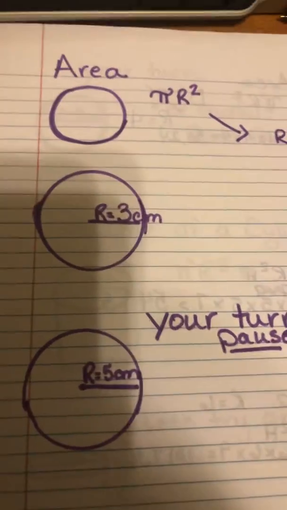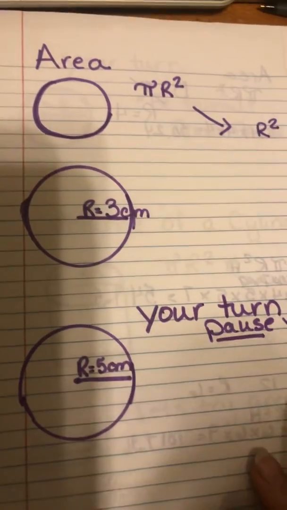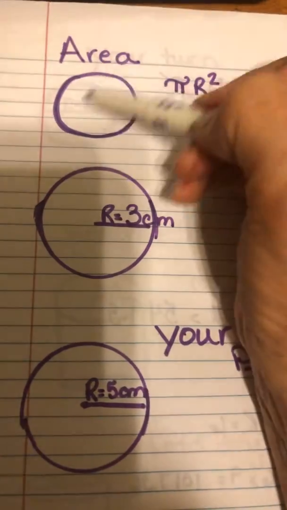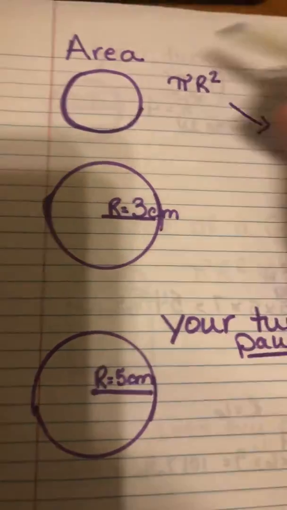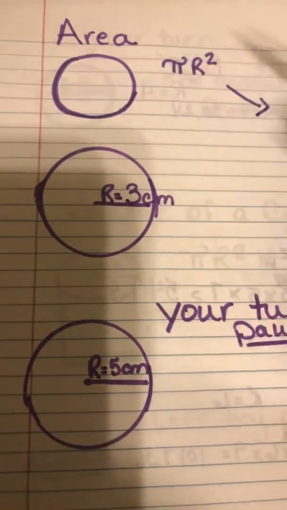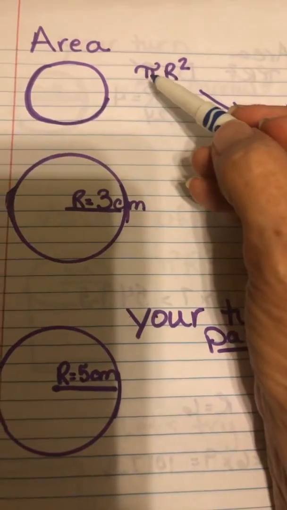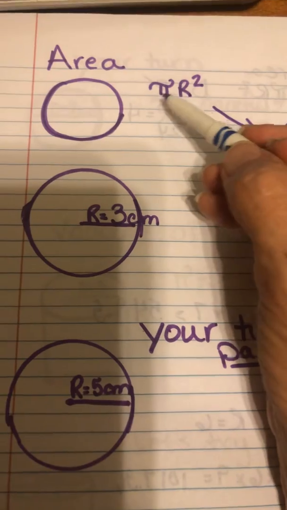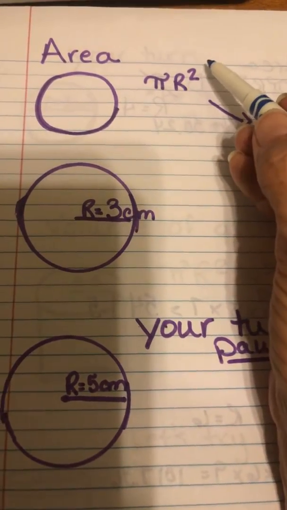That was circumference that we just did. Now we're going to do area. Area is the surface, not the outside measurement. The formula is different, and there's only one formula. This is pi r squared.